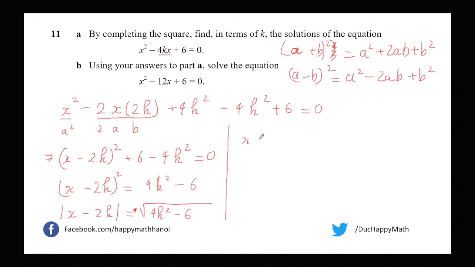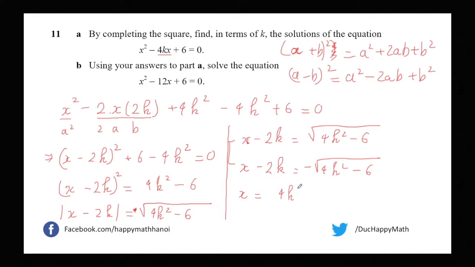Then you will have h minus 2k will be equal to, in the first case, the square root of 4k squared minus 6, and the second one is minus the square root of 4k squared minus 6. So h will be equal to the square root here plus 2k. And the second one is minus the square root of 4k squared minus 6 plus 2k.